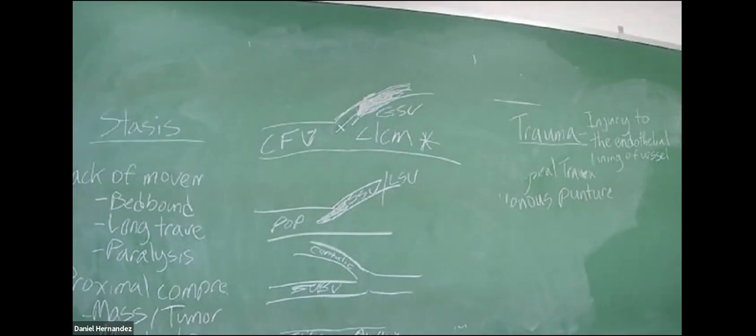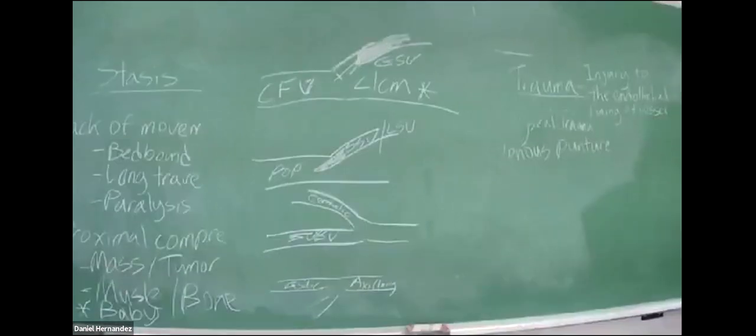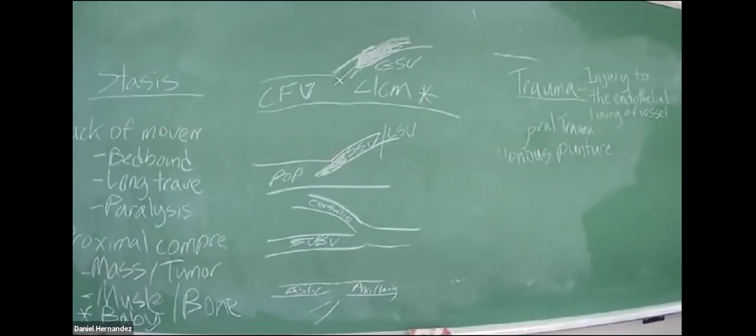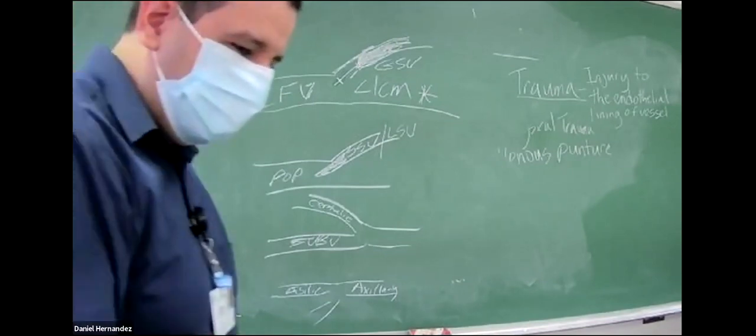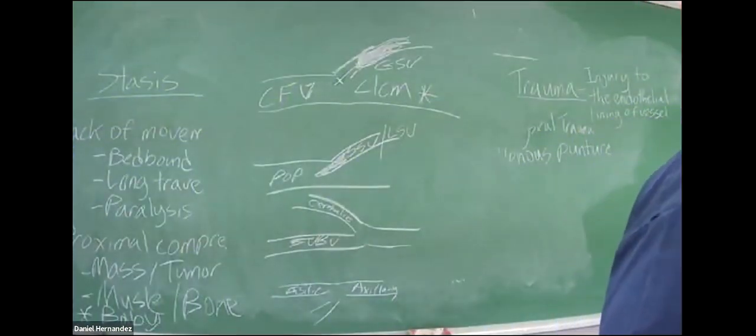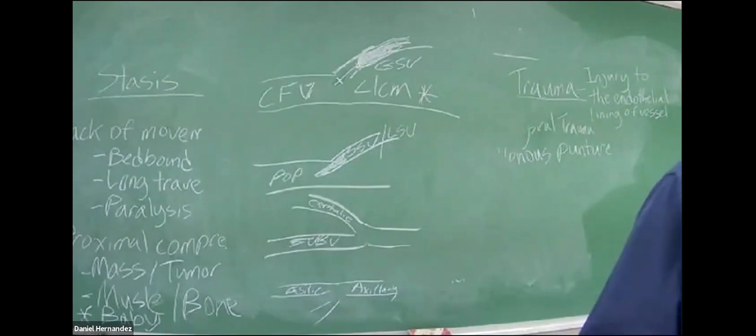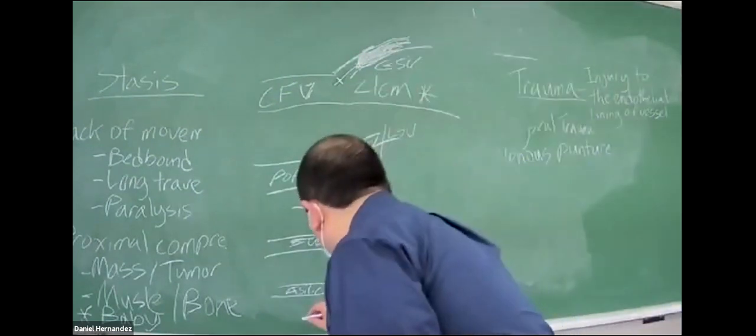Sorry, and what's the cephalic one? Subclavian vein. Sorry. Yeah. And then at the basilic and the axillary, something else dives down. This is a brachial.